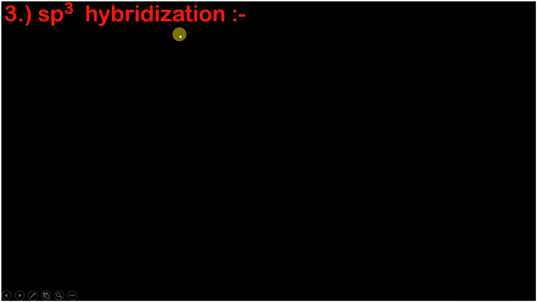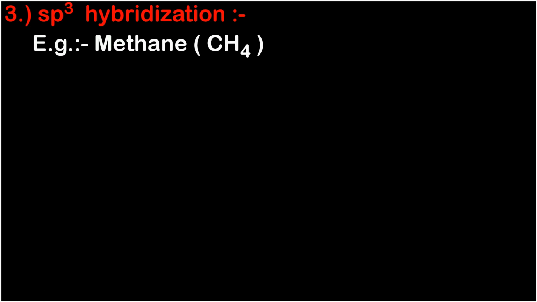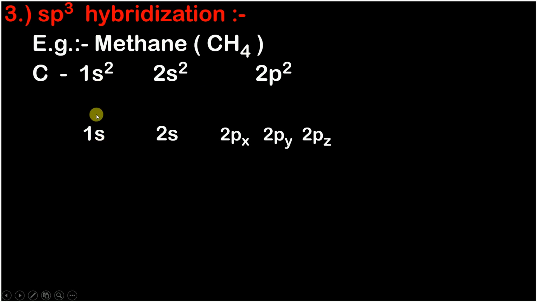The third type is the sp3 hybridization, and here we are going to consider the example of methane, CH4. Let us consider the center atom, carbon. The electronic configuration of carbon is 1s2, 2s2, 2p2. Now inside this s subshell there is one orbital present, and we name that orbital 1s. Inside this 2s subshell there is again one orbital present. We name that orbital 2s. Inside this p subshell there are 3 orbitals present. We name them 2px, 2py, 2pz.